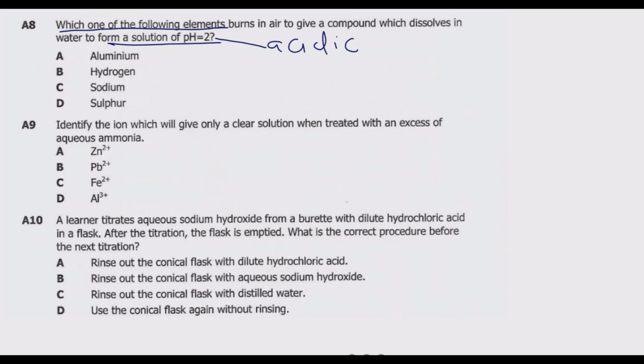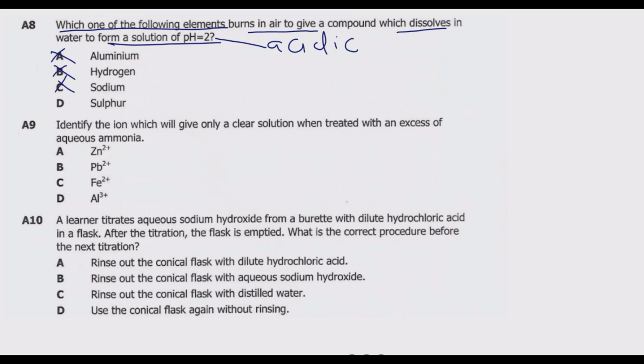So the options are basically, we have aluminium. When aluminium is burnt in air and then dissolved in water, it can't form an acid, because burnt in air it gives us aluminium oxide, which is not acidic. Then hydrogen, when burnt in air, will give us water, which when dissolved in water will still be water. Then sodium, when burnt in air, will give us sodium oxide, which is basically not acidic.